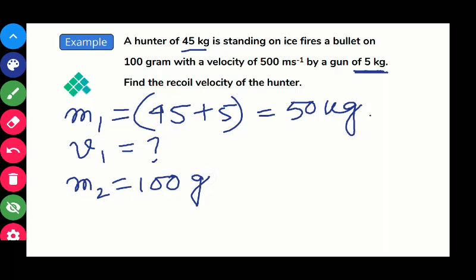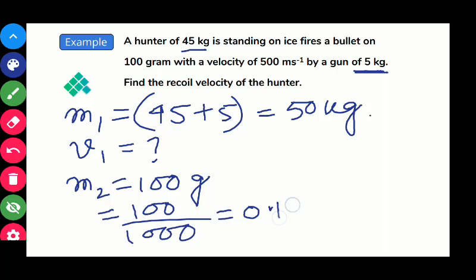The gram is the unit of mass in CGS, but you have to convert it to SI. That means you have to convert gram to kilogram. Therefore, we are just dividing 100 by 1000 and it will come 0.1 kg, right? If you just cut the zeros also, it will come 0.1 kg. What is the velocity of the bullet? The velocity of the bullet is V2 and that is equal to 500 meter per second.